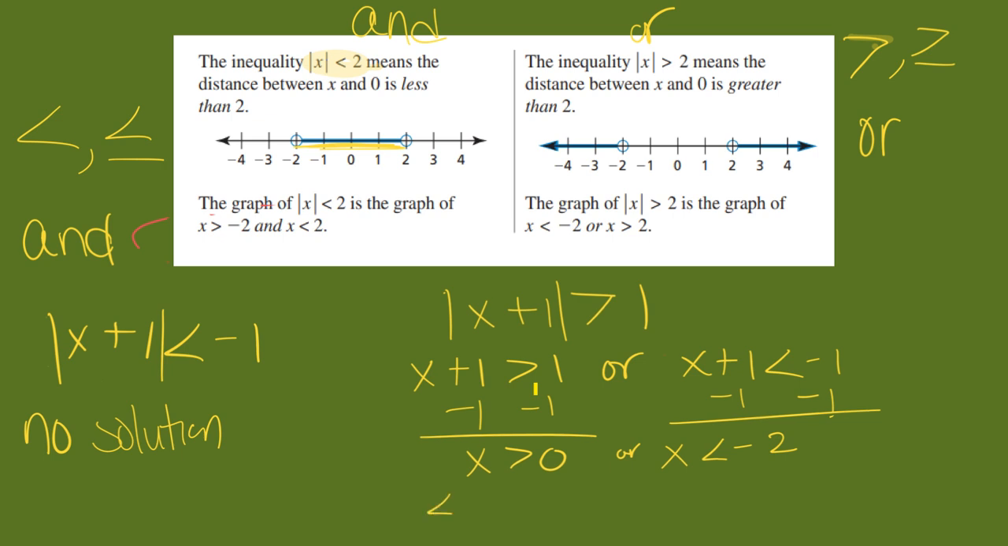Okay. Can I graph it now? I'm going to have 0 here and negative 2. Where's my 0? Is my 0 going to be open or closed? Open. And I'm going to the what?